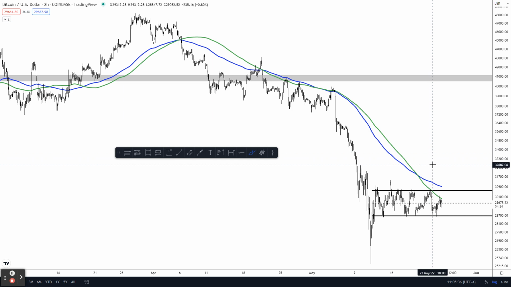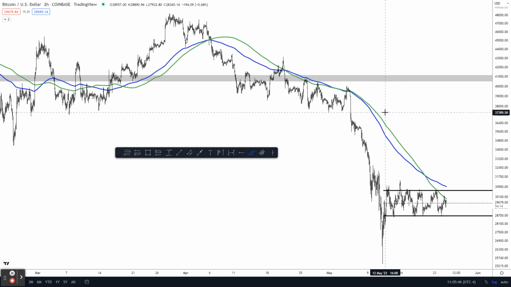I like to use market structure along with moving averages. I use the 200 MA, that's this green one, and the 200 EMA. And then I draw some gray boxes as support and resistance to give me levels to work with along the way.